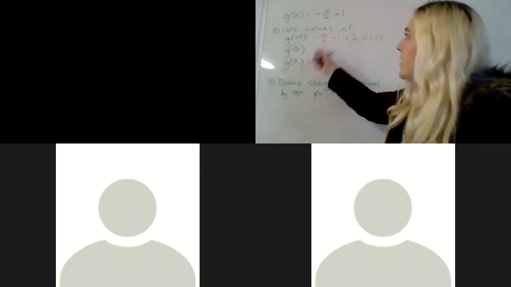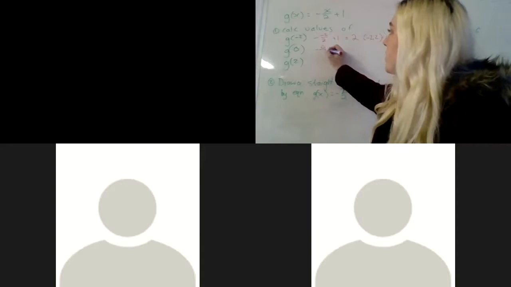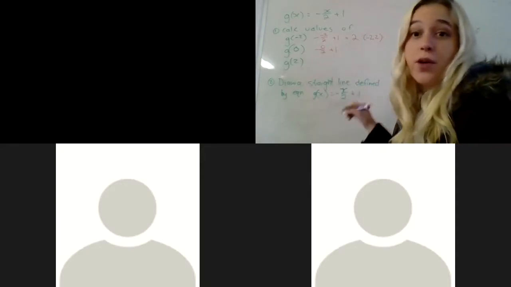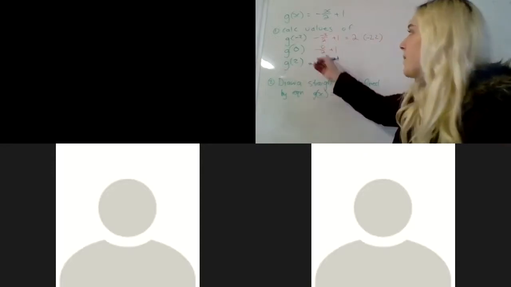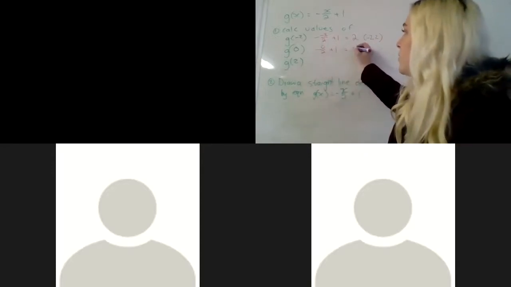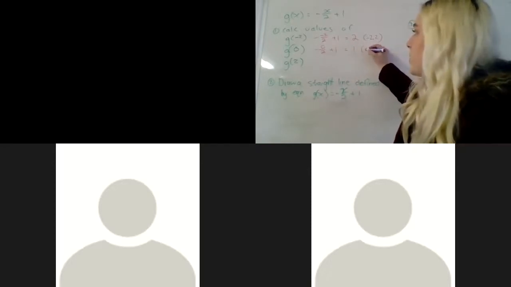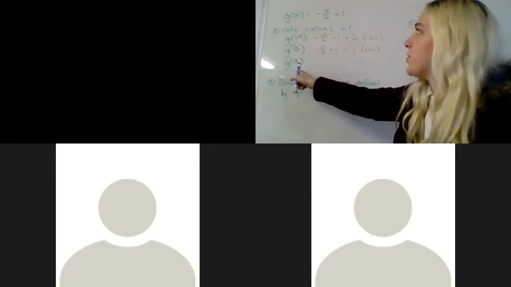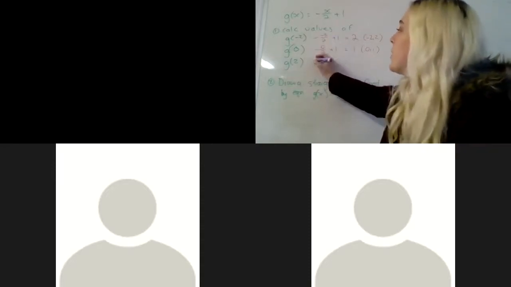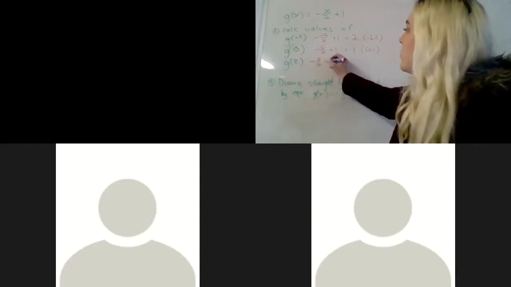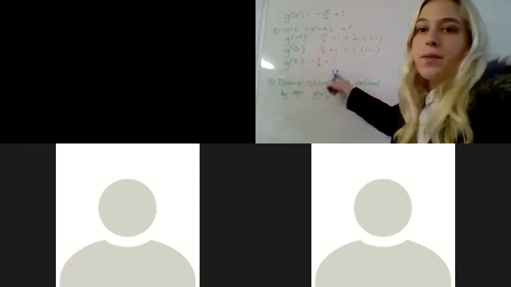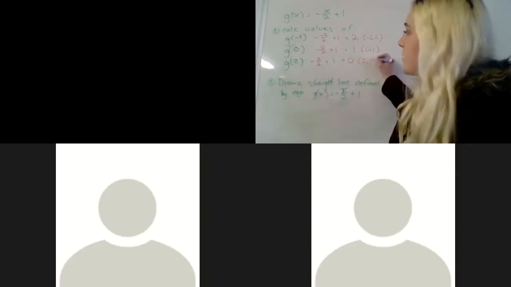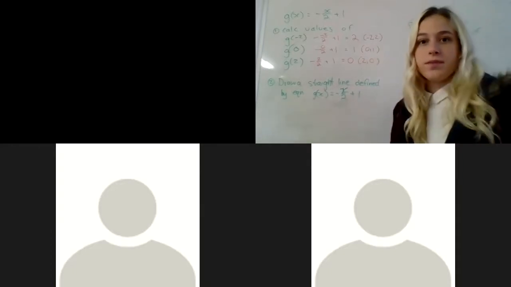Same thing. We're just going to replace our x with 0, and we get negative 0 over 2 plus 1. We know 0 over anything is going to give us 0, so we get 0 plus 1, which is equal to 1. If we write that as a coordinate, we get 0, 1. Okay? And lastly, g of 2. If we have to substitute it in, we get negative 2 over 2 plus 1. This is negative 1 plus 1, which gives us 0. Okay? So our coordinates there are 2, 0.